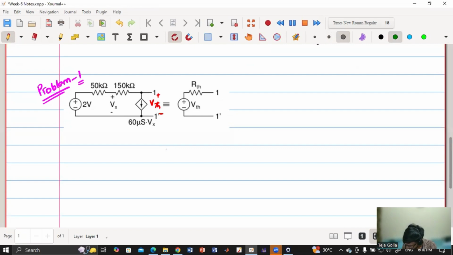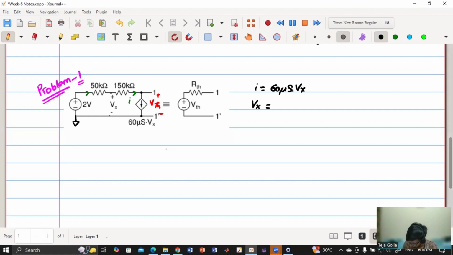And how will I do that? This is my current, right? So the current is flowing like this. If I call this I, I can write I is equal to 60 microsiemens into Vx. Okay, so this is my I. And what is Vx? Vx is the voltage between this point and this point. I am free to consider this as ground. Now how can I obtain Vx?